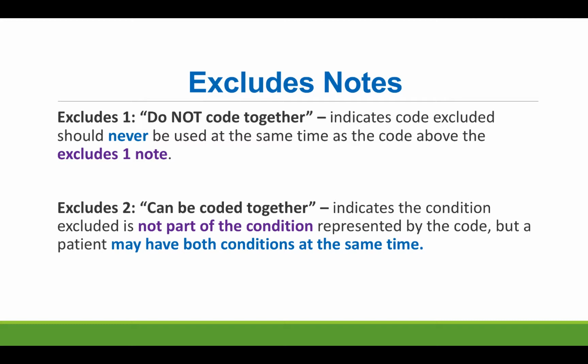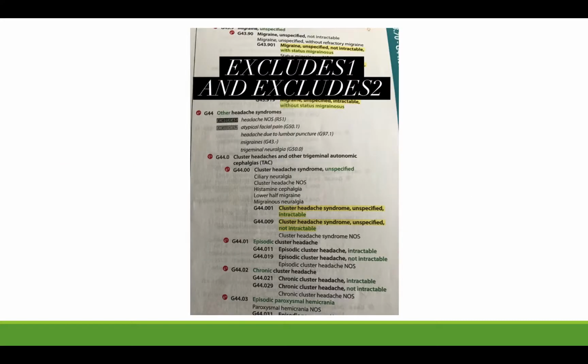Let's look at an example. Under G44 Other Headache Syndromes, excludes 1, can't be coded together, is headache not otherwise specified, R51. Excludes 2, which means can be coded together if both conditions are present, is atypical facial pain, headache due to lumbar puncture, migraines, and trigeminal neuralgia.